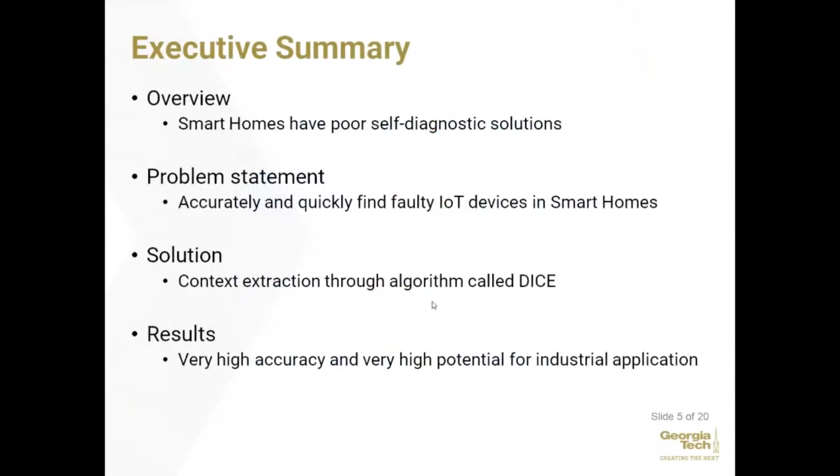Basically, what this paper will do is it will show a method, in principle, an algorithm for accurately and quickly finding faulty IoT devices in smart homes. So if somebody has 100 IoT devices in their smart home, they don't want to look for that one that's broken. They want to be told, okay, that one is broken, go fix that. So the solution here is going to be through context extraction, through an algorithm that the researchers call DICE. And the end result is that it's a very highly accurate solution with very high potential for industrial application.